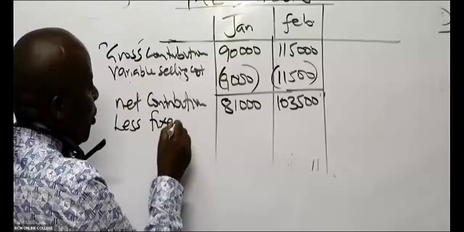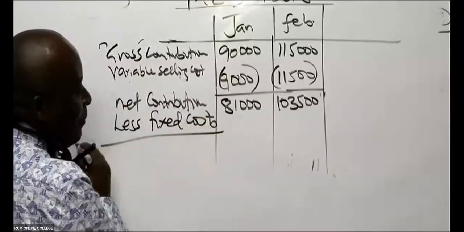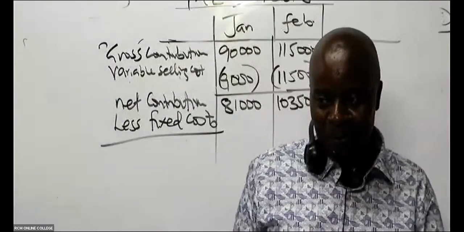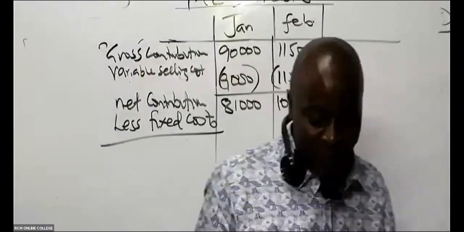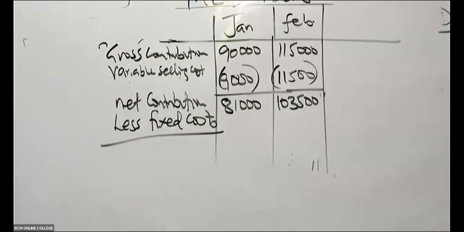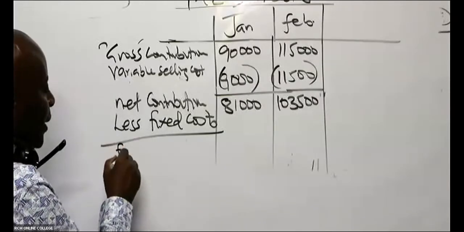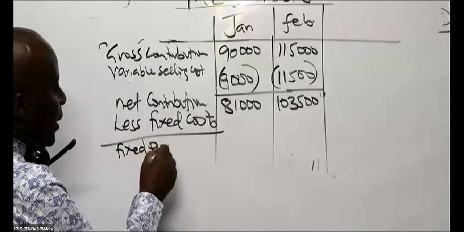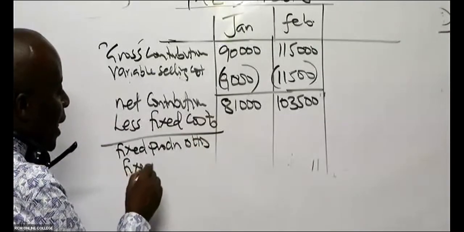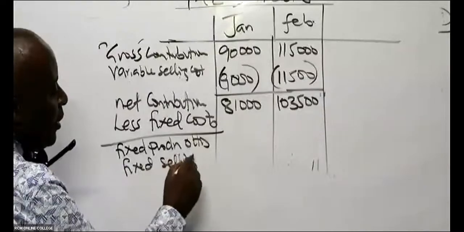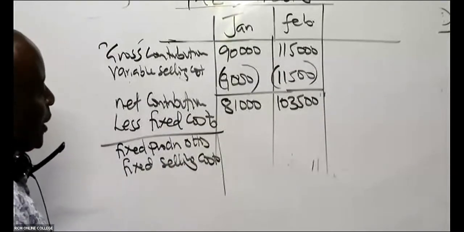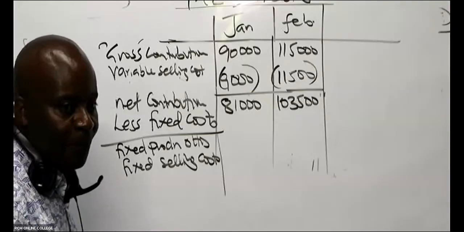They are normally 2 most of the times. Because all along, we haven't captured fixed costs. So we have 2 in this case. We have fixed production overheads, and then we have fixed selling costs. Those 2. So is there somebody who can see fixed production overheads?